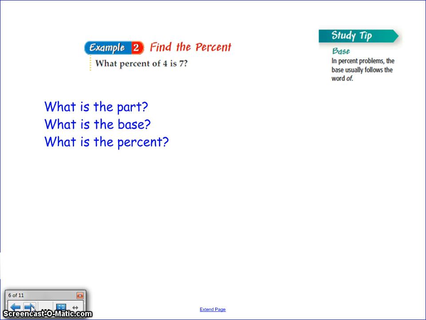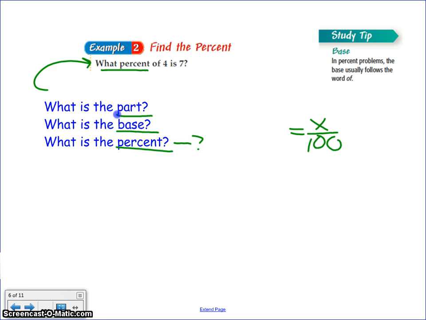All right, let's look at another one, similar. We're going to identify the part, the base, and the percent in our problem. What percent? Oh, I see what percent. So right away, I know we don't know what our percent is. So we're going to have x over 100. What is the part and what is the base? What percent of 4 is 7? We have 4 is actually our whole thing. We have 4 whole things. What percent of 4 is 7?